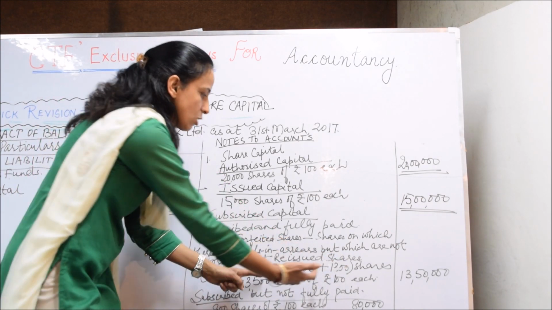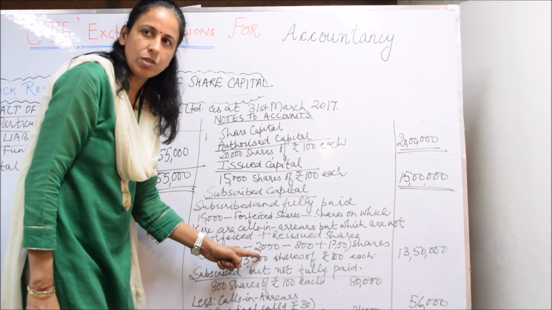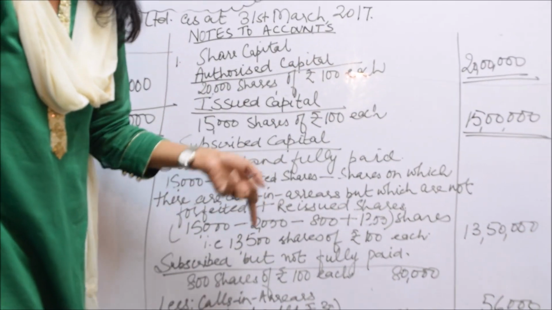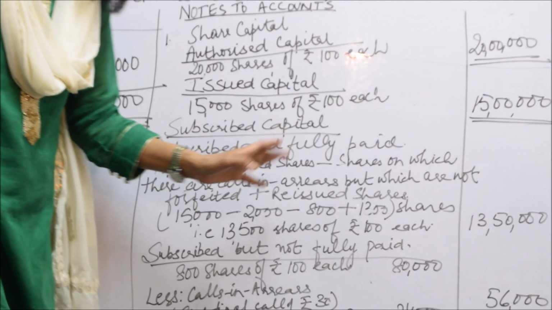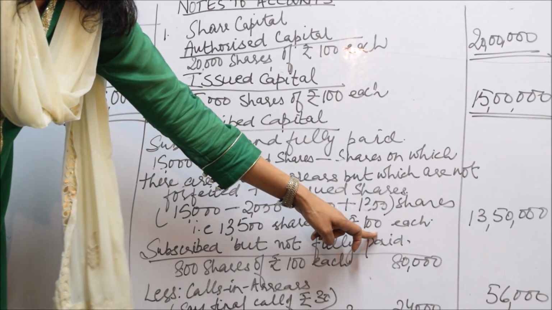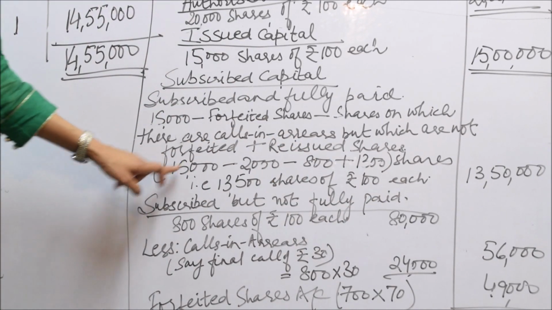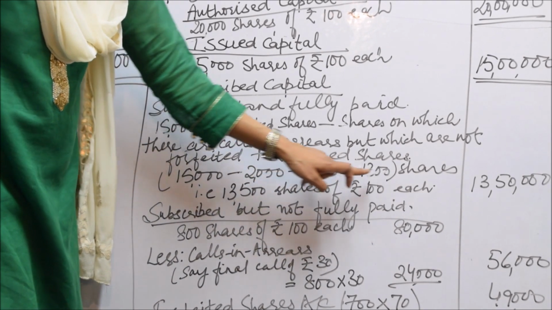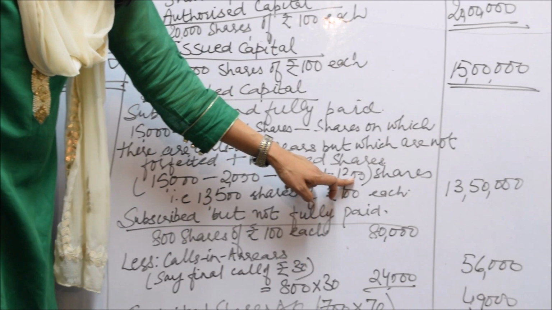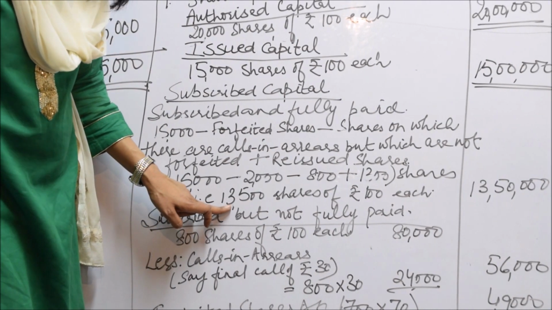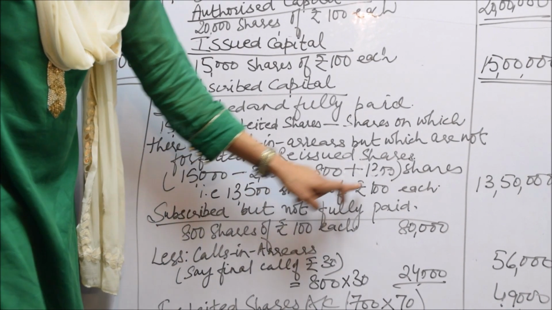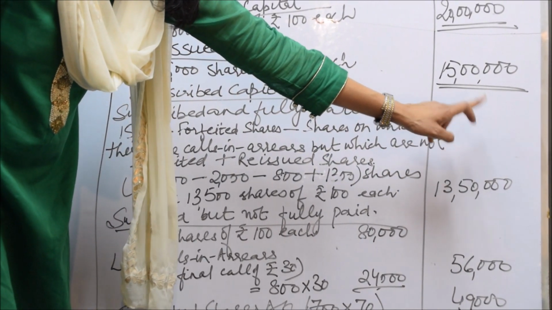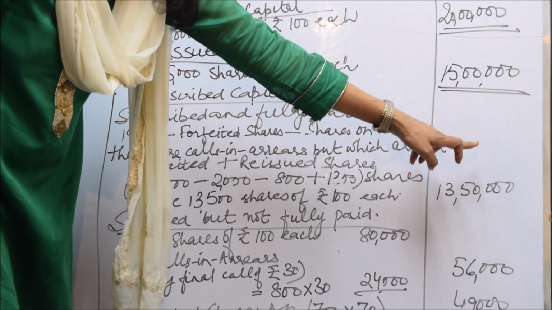So ultimately, what is the net effect? Minus 2,000 plus 1,300. That means 700 shares which are not reissued. There is no liability on those shares. We multiply it with the face value. So the net is 15,000 minus 2,000 forfeited shares minus 800 calls in arrears shares plus 1,300 reissued shares. So it comes out to be 13,500 shares. We multiply it by 100 and we get 13,50,000. So subscribed and fully paid amount is 13,50,000.